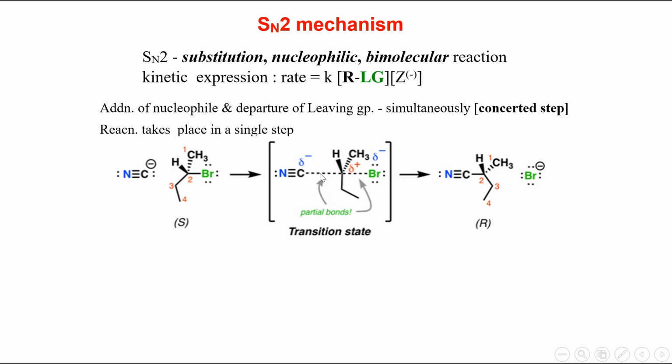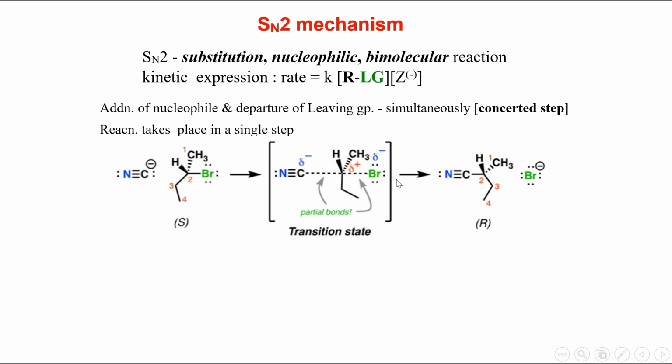Slowly, as and when the bond between the carbon and the incoming nucleophile becomes stronger, the carbon and leaving group bond becomes weaker, and slowly the bromide ion leaves and the nucleophile comes and attacks. When we start with the molecule with S configuration, we end with the molecule with R configuration. There is total inversion of configuration. This inversion of configuration is an indication that the nucleophile has attacked from the back side.